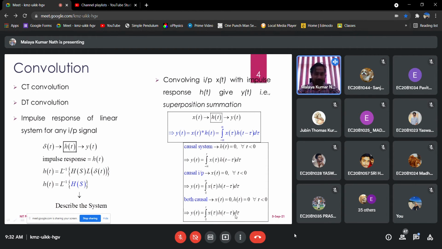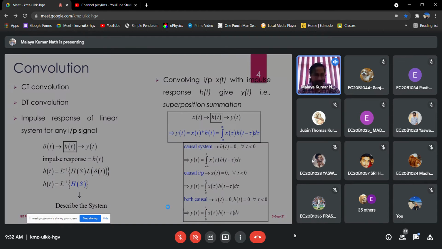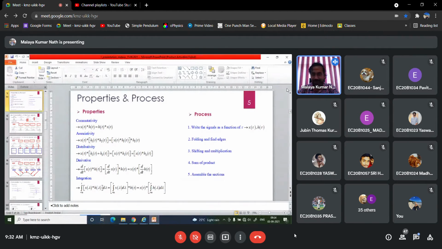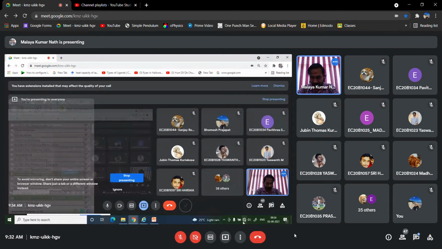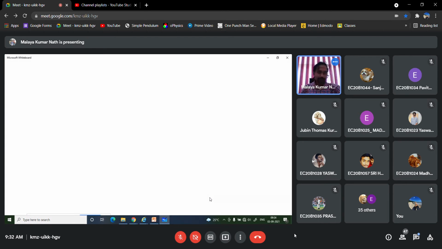So now we'll see some more examples. I just want to show you 2-3 examples on these convolutions. Let me open my whiteboard. We'll see one example of this convolution from your book, Signals and Systems, which I have shared with you, by Alan Oppenheim.